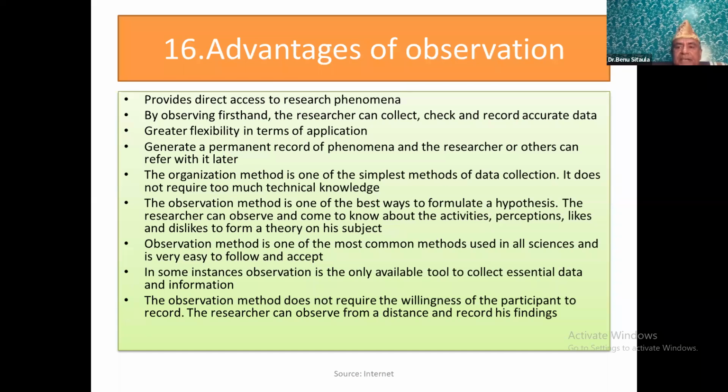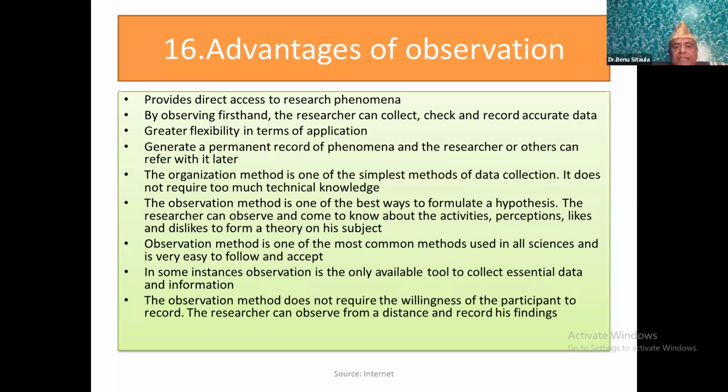There are some advantages of the observation method. You know, the observation method provides direct access to the research phenomena. By observing firsthand, the researchers can collect, check, and record accurate data. It can generate flexibility in terms of application. Similarly, the researchers can generate a permanent record of the phenomena, and researchers or others can refer to it later.